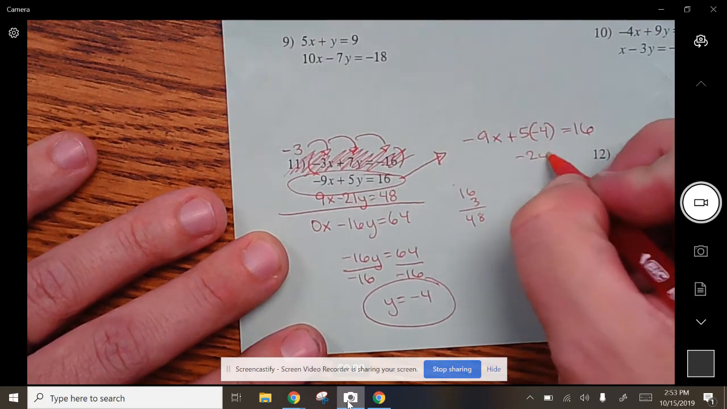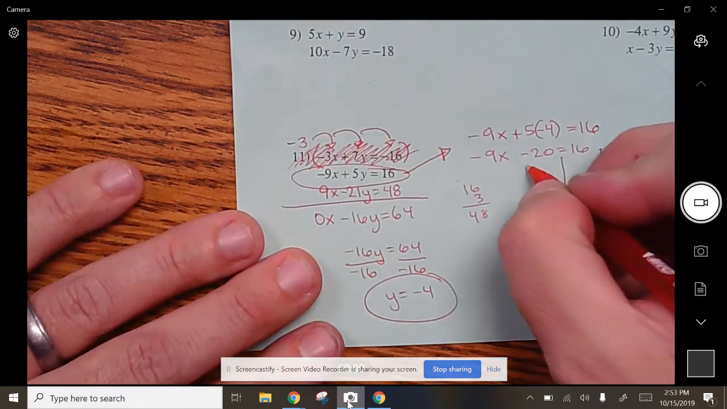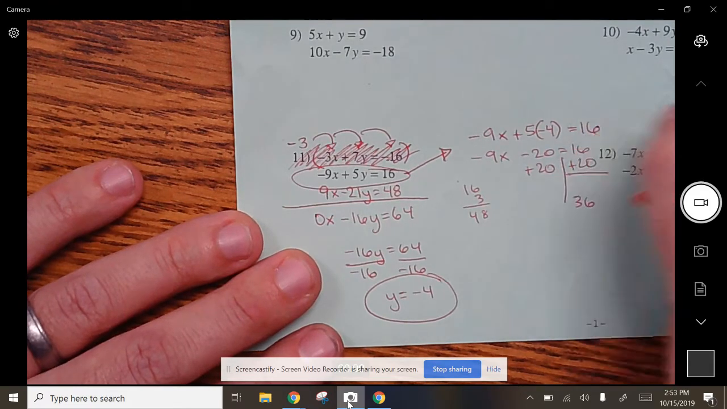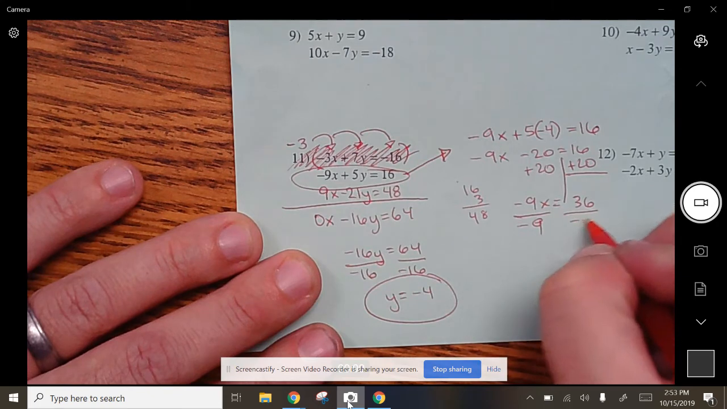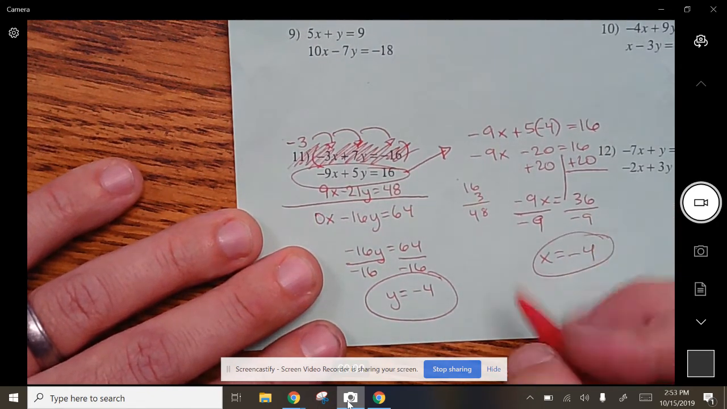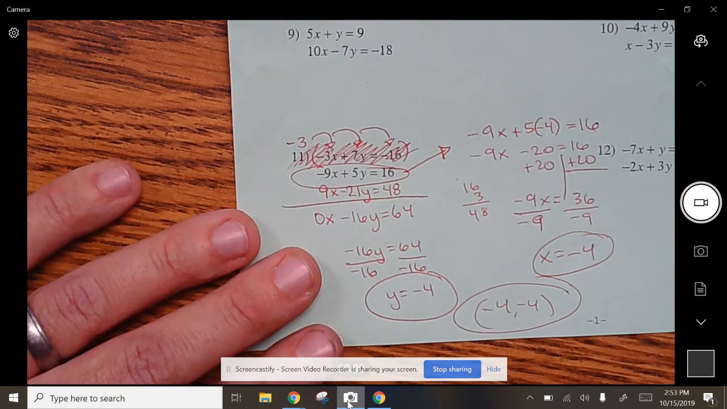So this is actually going to be negative 9x minus 20 equals 16. And I'm going to be able to add 20 to this side. And as I do that, I'm going to get 36. And I'm going to go ahead and divide by negative 9. X equals negative 4. So negative 4, negative 4 is where these two lines would connect.